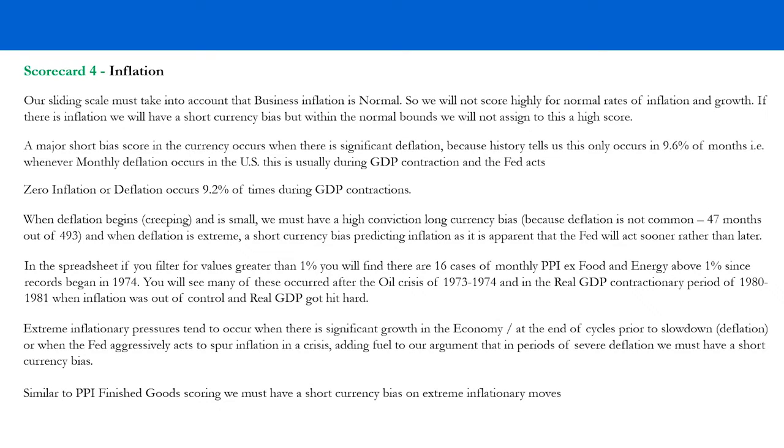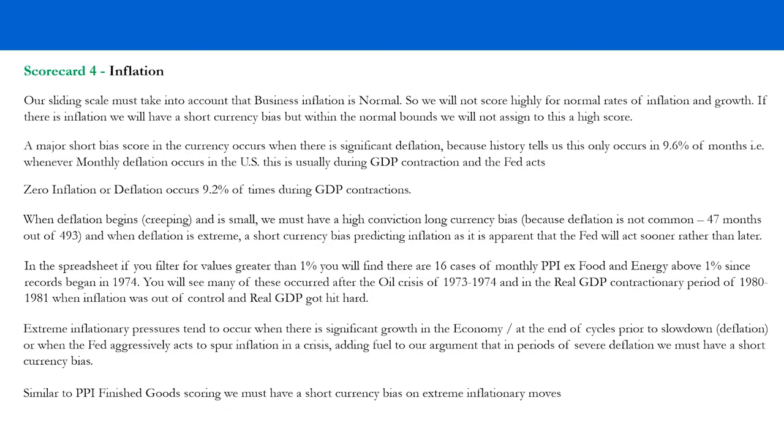Now, a major short bias score in the currency will occur again when there's significant deflation. And that's because history tells us this only occurs in 9.6% of months, so in the significant minority of months. And whenever monthly deflation occurs in the US, this is usually during GDP contraction and the Fed acts. Now also, when we look at zero inflation, we can look at zero inflation as deflation as well, because it's not very common. It only occurs in the zeros 9.2% of times, and usually during GDP contractions.